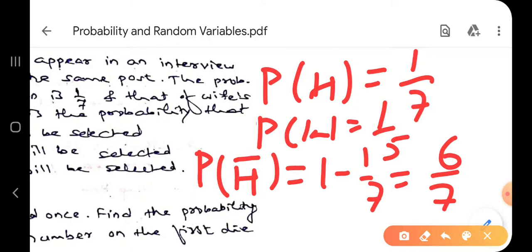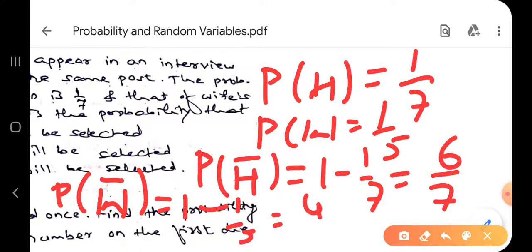Whenever I am solving the problem, at the same time you write it down, because in a small space we have to solve the problem, so every time we would have to repeat. So it is better you solve with me. So P of H complement means the probability that the husband is not selected. It is 6 by 7. In a similar way, will you tell me P of W complement? 1 minus 1 by 5, that is 4 by 5. Now keep these two values in your mind: 6 by 7, 4 by 5, and 1 by 7, 1 by 5 we already have.